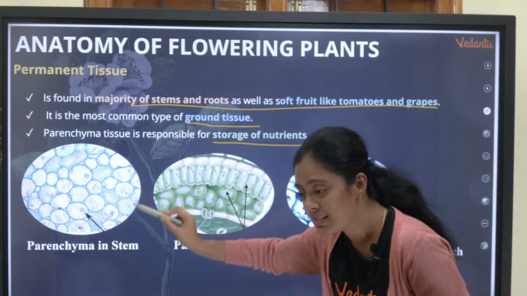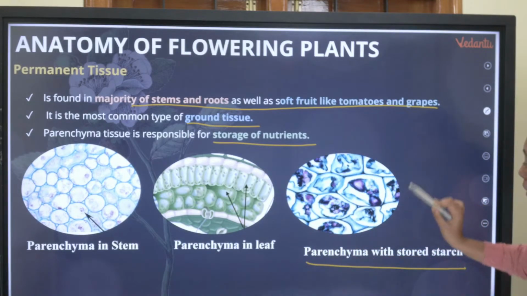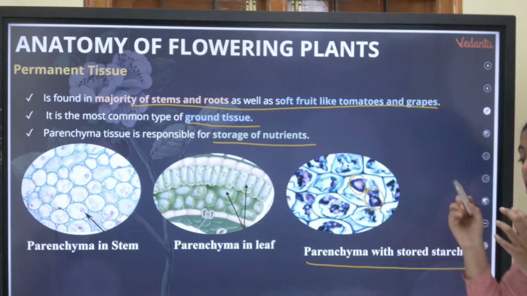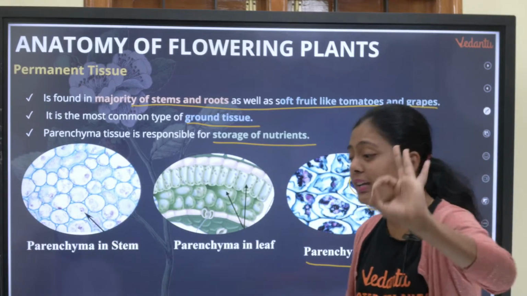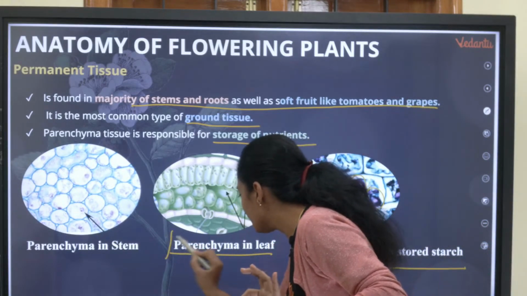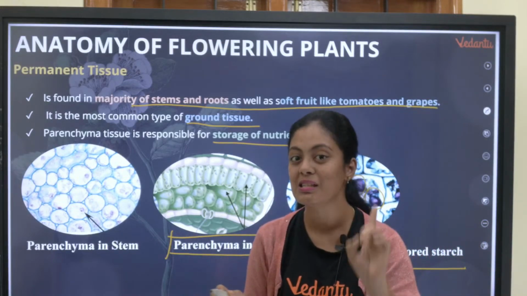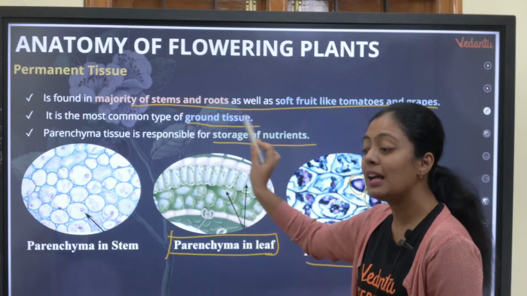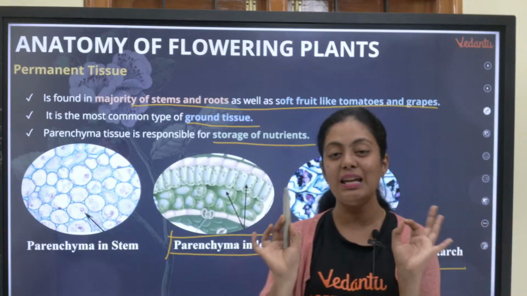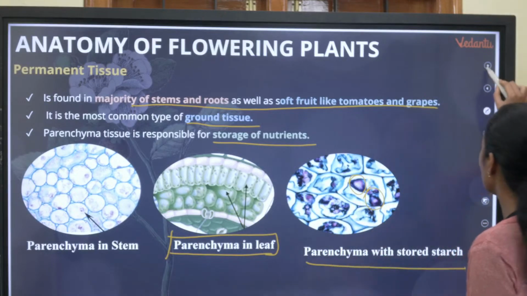This is parenchyma in stem, this is parenchyma in leaf, and this is parenchyma with stored starch. Can you see here? These are the starch granules present there. Can anyone watching the live tell me what the parenchyma in leaf is called? There is a special name. I have mentioned it in photosynthesis also. What is the name of the parenchyma present in the leaf? Let's see how many of you say.